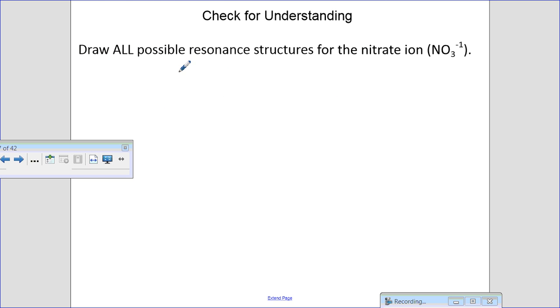So for a check for understanding, here you go. Draw all possible resonance structures for the nitrate ion. So if you need to pause me right now, and then I will show you on the next slide all three resonance structures for NO3 minus 1.